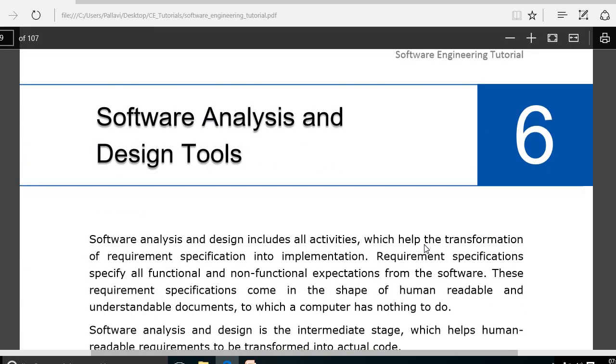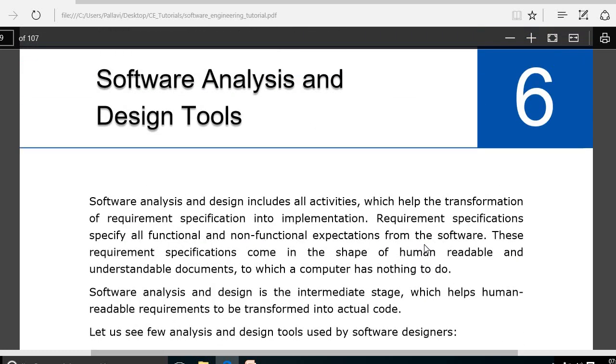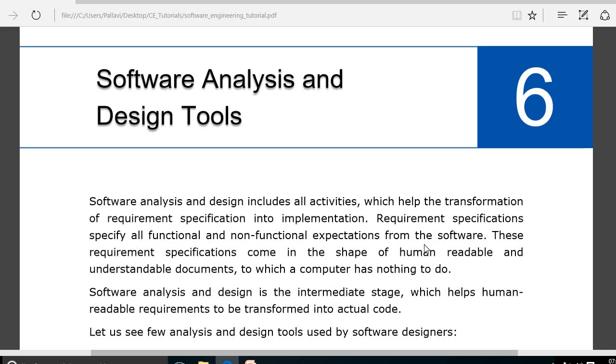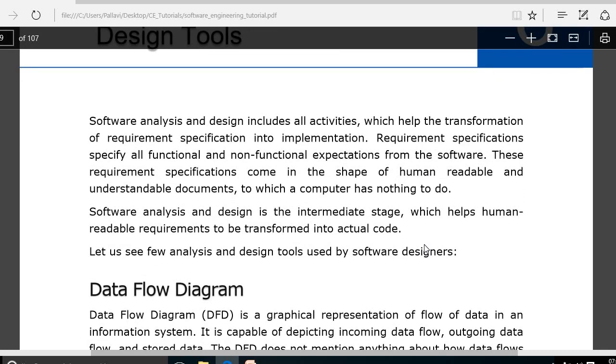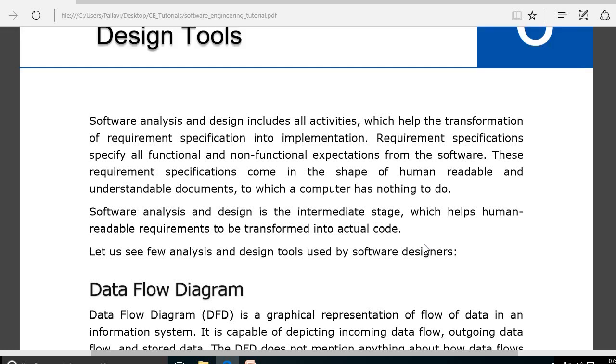Now, software analysis and design tools. Software analysis and design includes all activities which help the transformation of requirement specification into implementation. A requirement specification contains all functional and non-functional expectations from the software. So software analysis and design is the intermediate stage which helps human readable requirements to be transformed into actual code. There are lots of tools in software analysis and design.